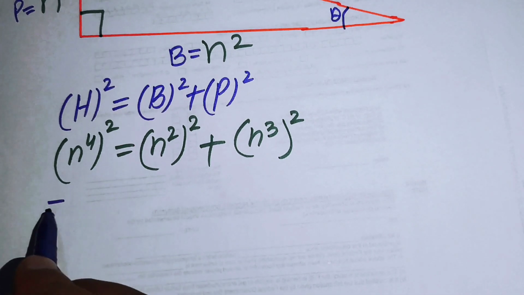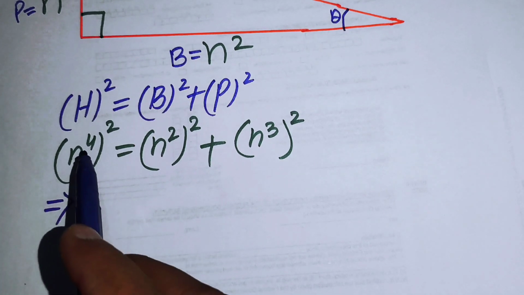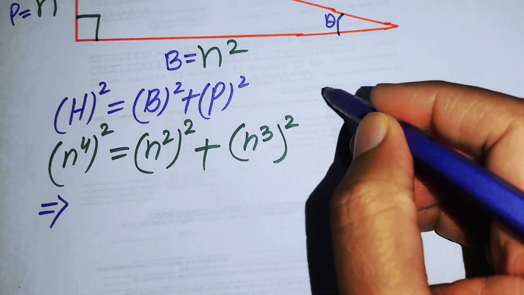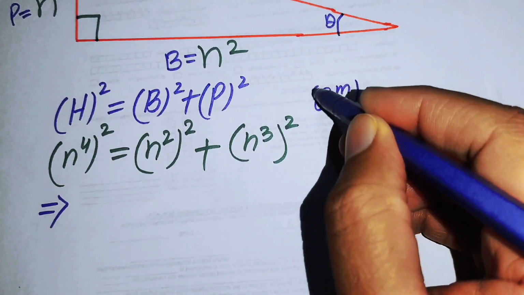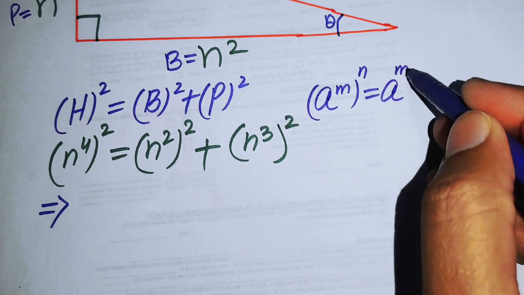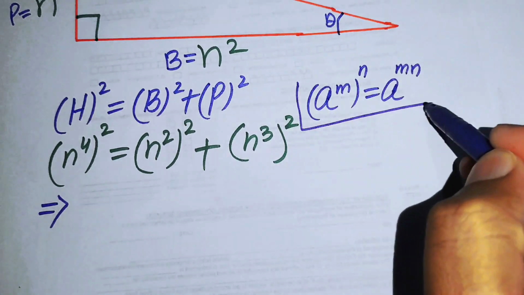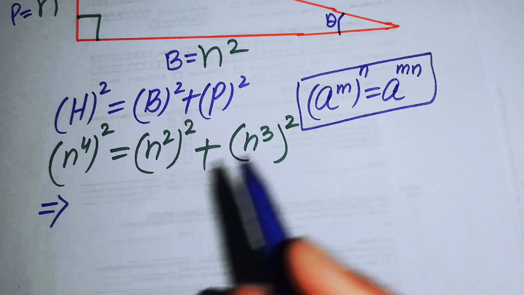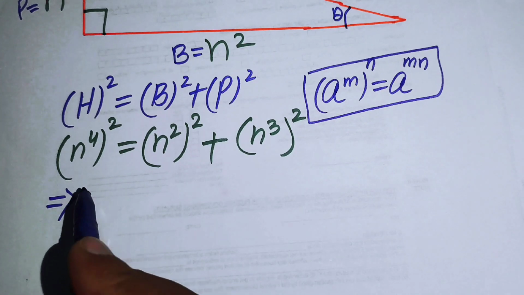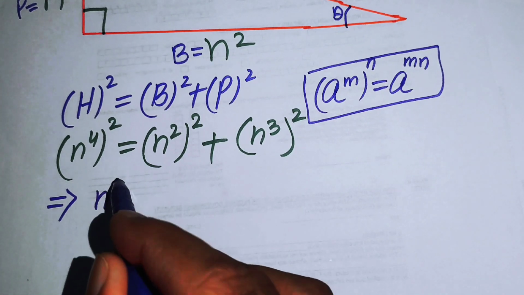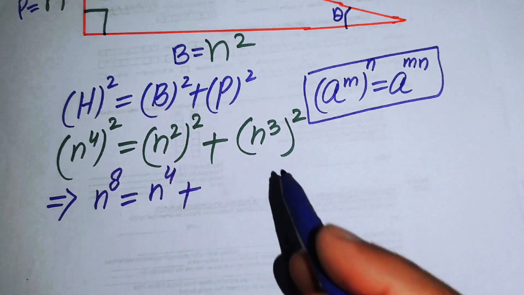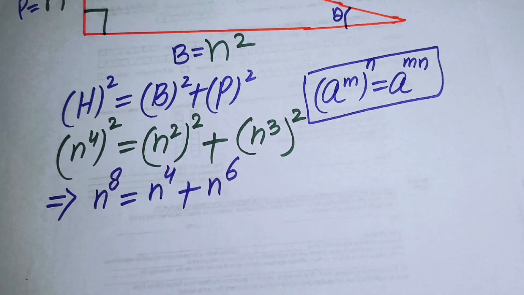The very first thing you see is that we have an exponent to an exponent, so we can use the exponential law: a to the power of m, to the power of n, equals a to the power of m times n. Now we can use this law on each term. On the left hand side you will get n to the power of 8 equals n to the power of 4 plus n to the power of 6.